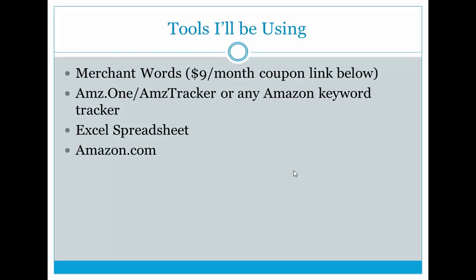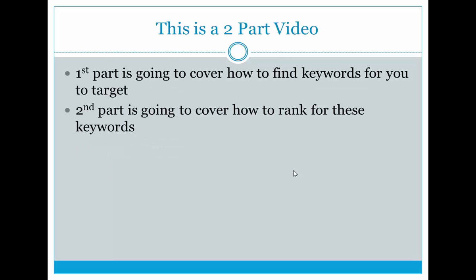The next thing you're going to need is a keyword tracker for Amazon. You can use AMZ1, AMZ Tracker, or just like I said, any other Amazon keyword tracker. You need an Excel spreadsheet and Amazon.com.